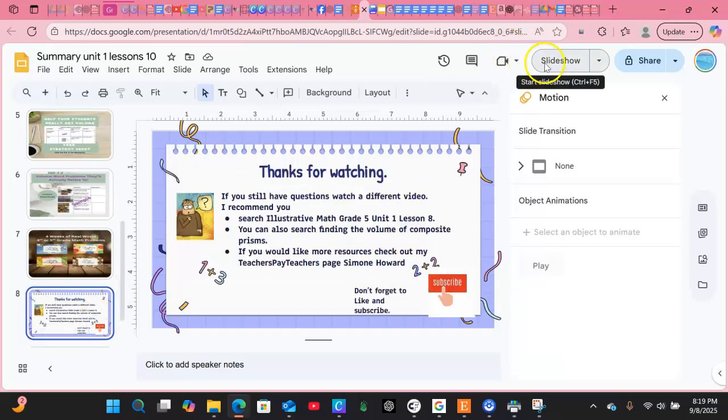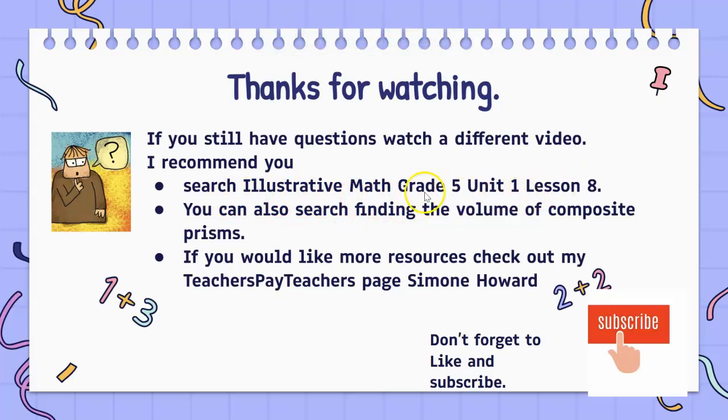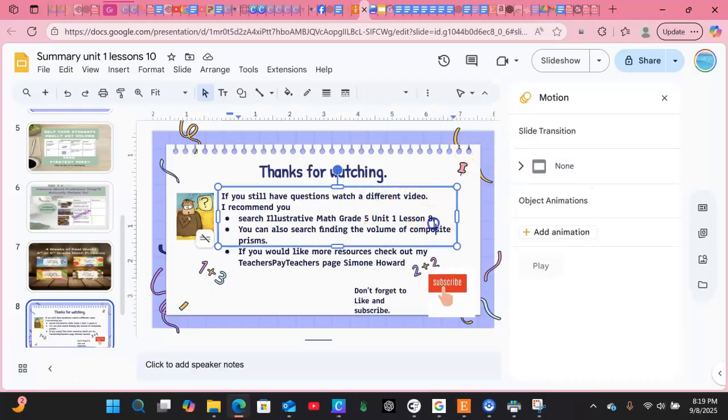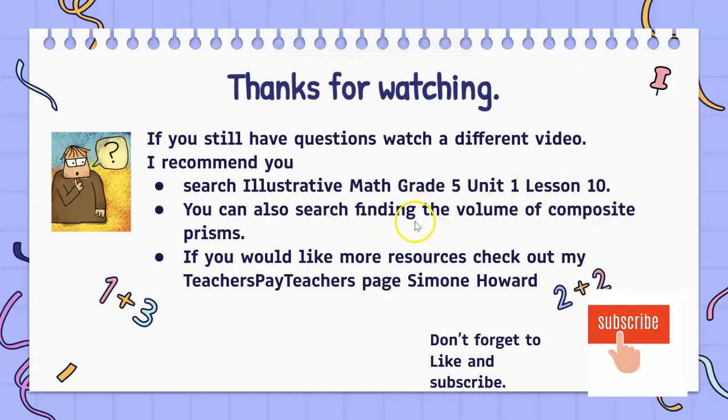to Illustrative Math. If you go and type in Illustrative Math, grade 5, unit 1, excuse me, let me change this real quick. This will be lesson 10. That will be what you will type in the YouTube bar. And you will also be able to find information on how to find the volume of a composite prism if you type those words in the YouTube box as well.